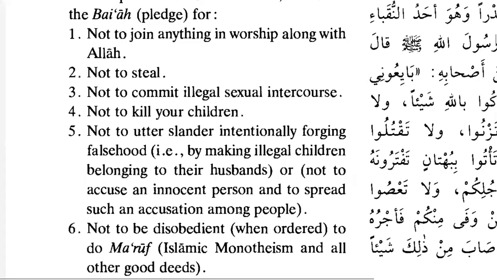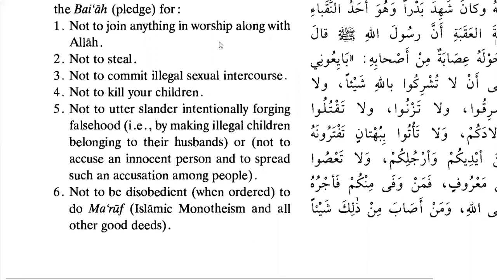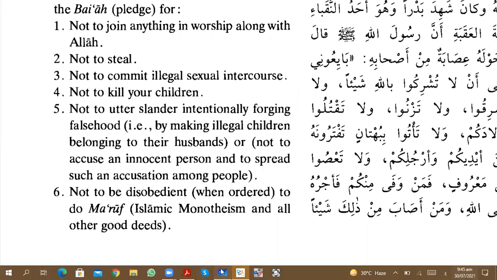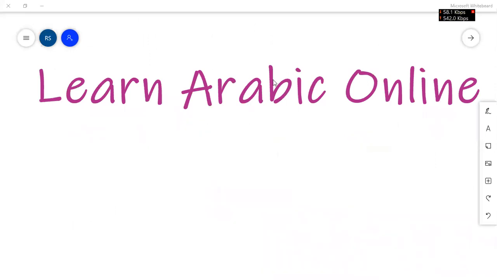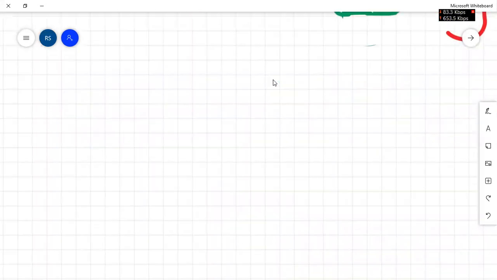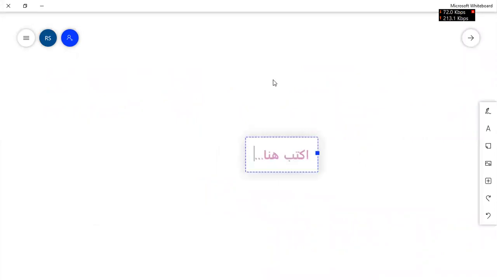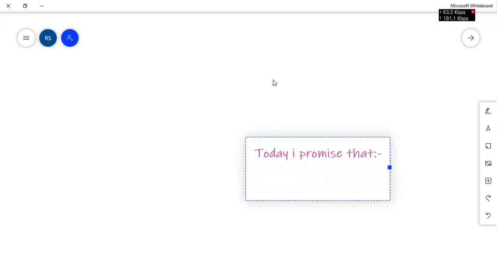So now we are going to make a promise of these six things, okay? So now you will write this. Today I promise that. What is your promise? Write that in your notebook. Yes. What is your first promise?